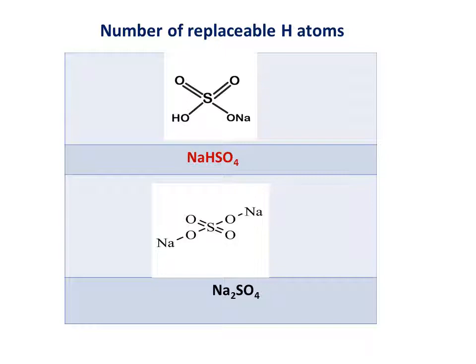And in case of sodium sulfate, there is no hydrogen linked to oxygen, there is no hydrogen in the molecule itself, so there is no question of replaceable hydrogens. So this is how we have to see the structure. We have to know the structure of the salts, then only we can calculate the number of replaceable hydrogen atoms.